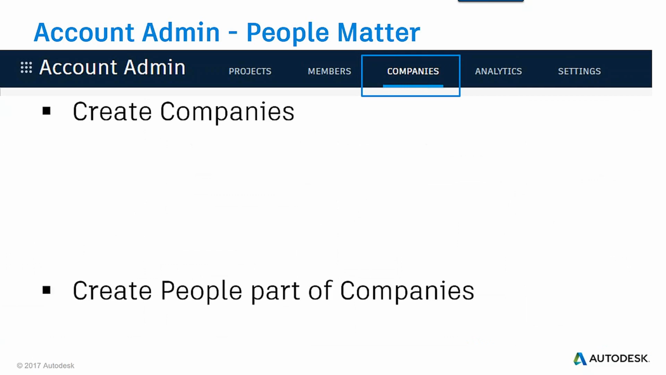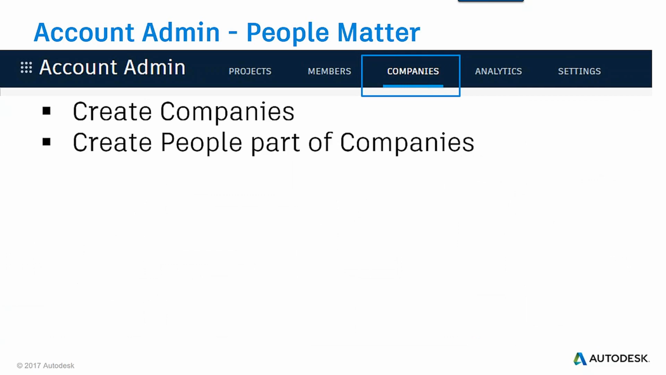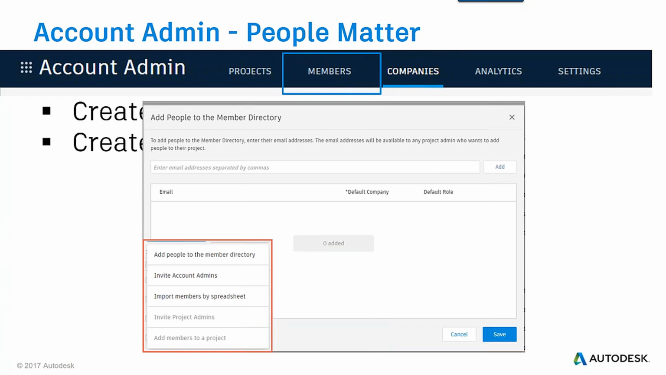These companies are then attached to people that are created as members inside our account admin area, which are used on your projects. These members are added via an email address or an email alias, and the users are given a role inside the account area. You can add them one at a time, but they can also be imported via spreadsheets, giving you the ability to bring in your users in a much easier fashion.